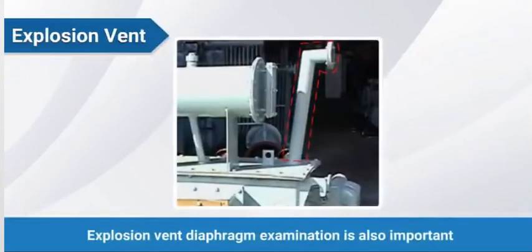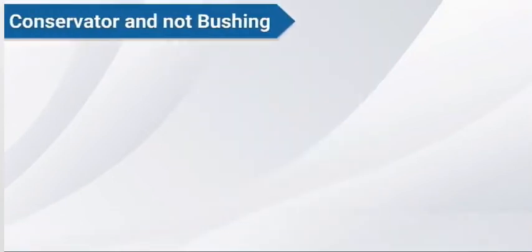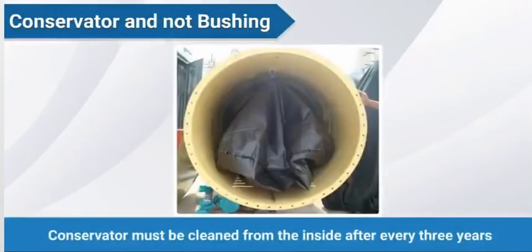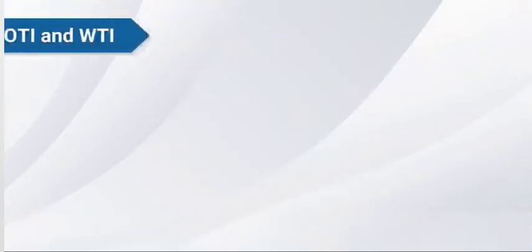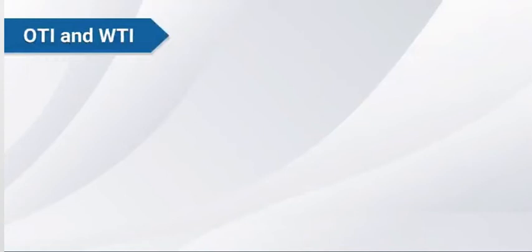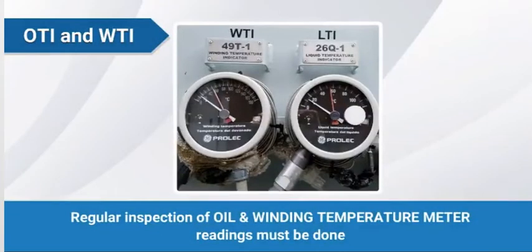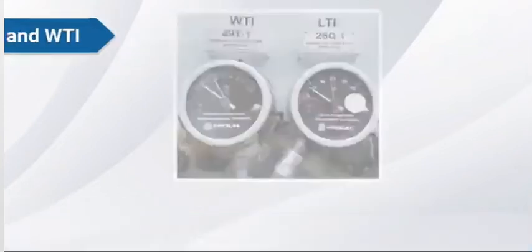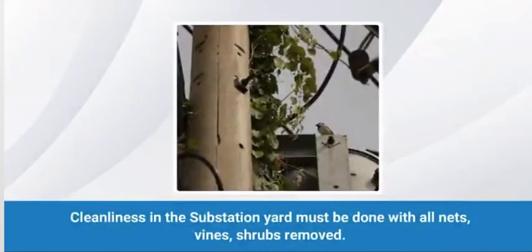Explosion vent diaphragm examination is also important. Conservator must be cleaned from the inside after every 3 years. OTI and WTI: regular inspection of oil and winding temperature meter readings must be done. Cleanliness in the substation yard must be done, with all nets, vines, and shrubs removed.